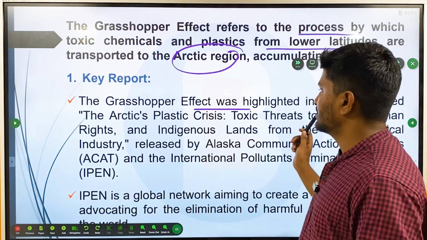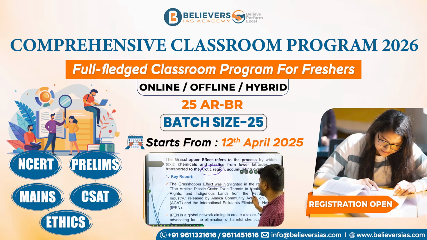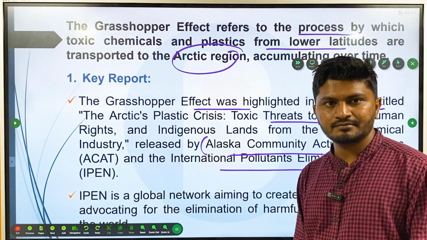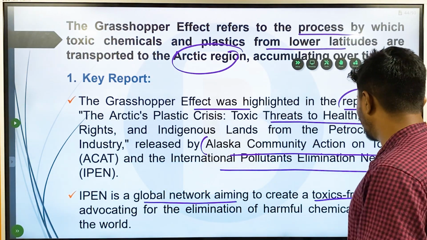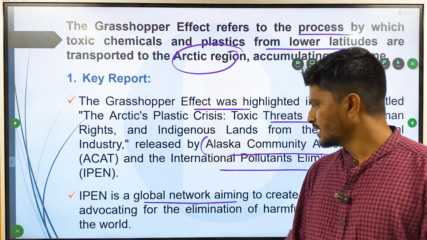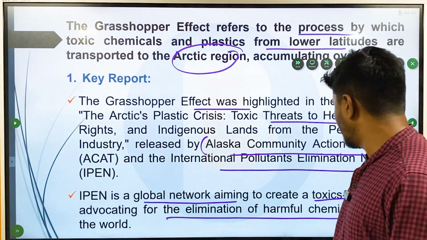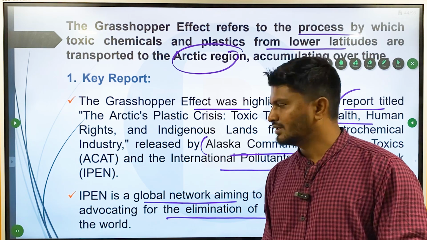Key report: the grasshopper effect was highlighted in the report titled "The Arctic's Plastic Crisis: Toxic Threats to Health, Human Rights, and Indigenous Lands from the Petrochemical Industry," which was released by Alaska Community Action on Toxics and the International Pollutant Elimination Network, that is IPEN. IPEN is a global network aiming to create a toxics-free future, advocating for the elimination of harmful chemicals around the world.